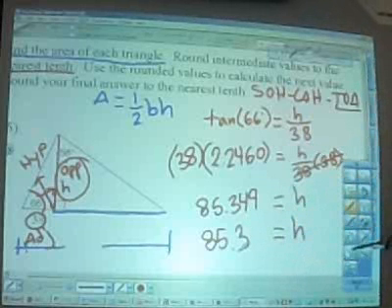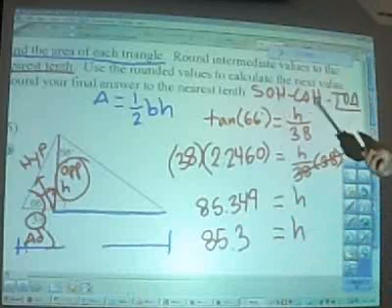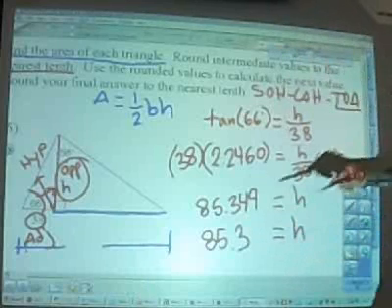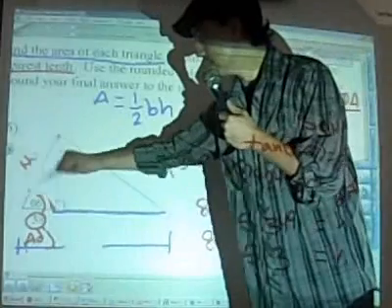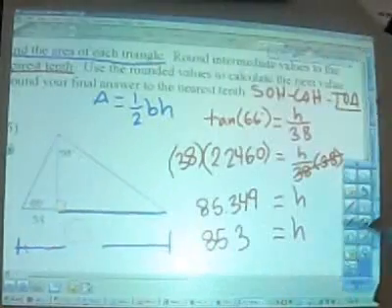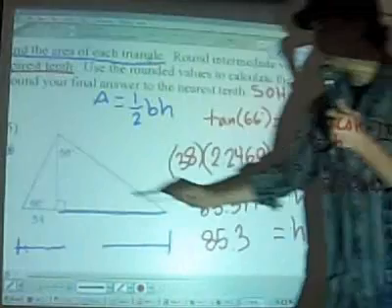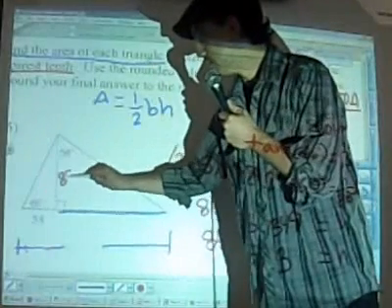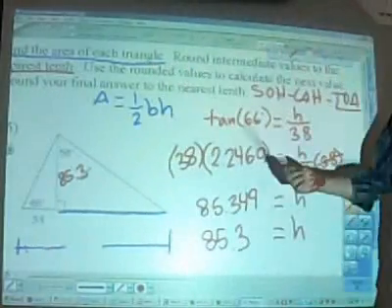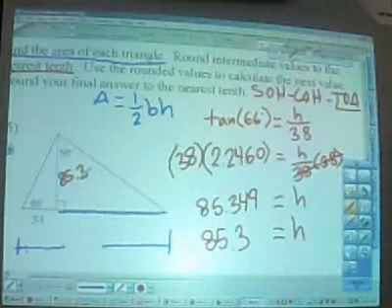So what I want to do is go to my picture and erase everything I did. It's the easiest way, trust me. Okay? I'm going to erase everything I did with my labels over here because I'm going to need to draw something else out of it, okay? So now I go label this side right here as 85.3. Okay, now we know the height. Now all I need to know is the base and we can keep doing this problem.